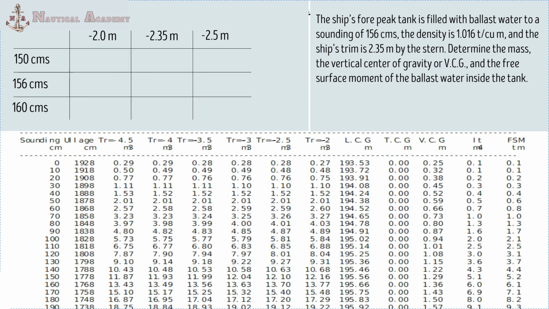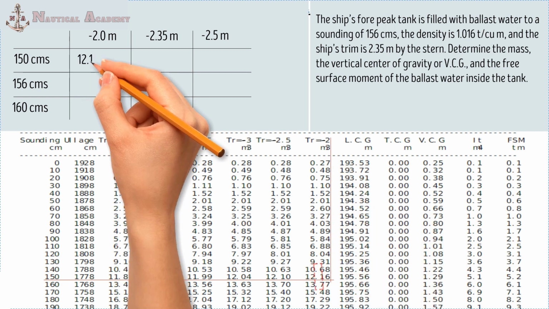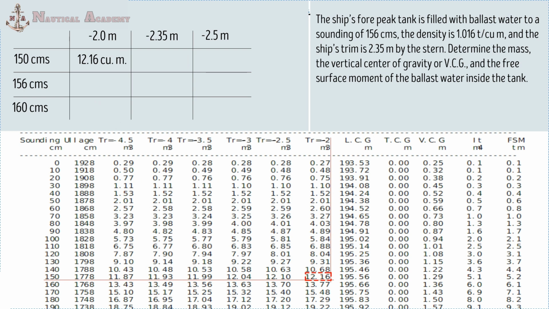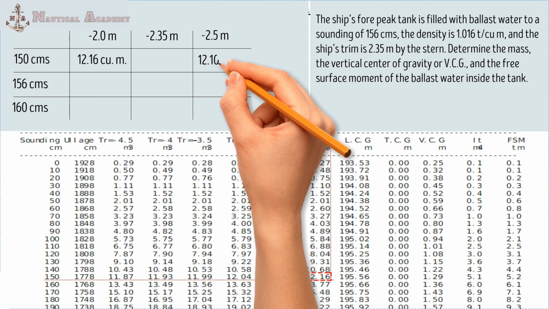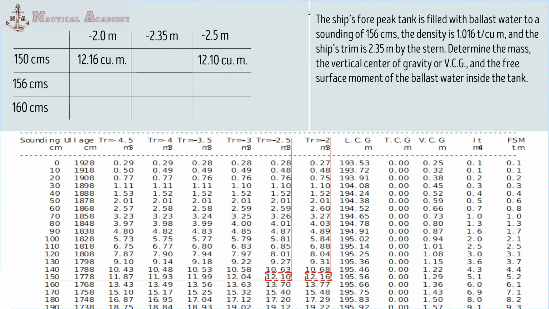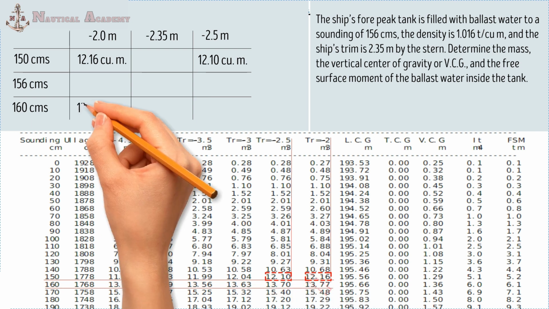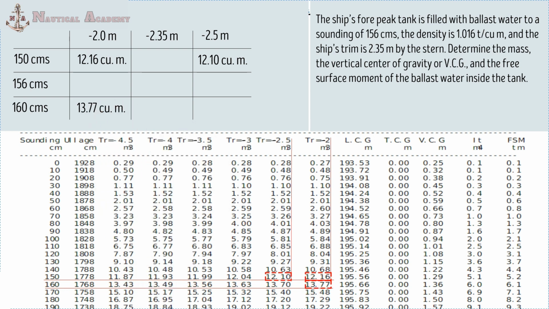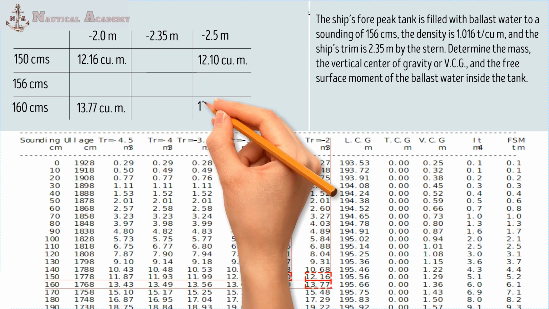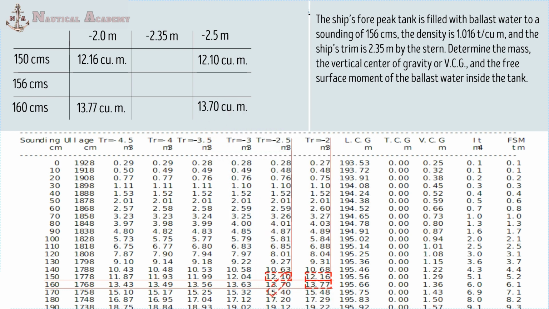The value of volume for the sounding of 150 centimeters, at a trim of -2.0 meters, is 12.16 cubic meters. And at a trim of -2.5 meters, the volume is 12.10 cubic meters. Now for the sounding of 160 centimeters, at a trim of -2.0 meters, the volume is 13.77 cubic meters. And at a trim of -2.5 meters, the volume is 13.70 cubic meters.